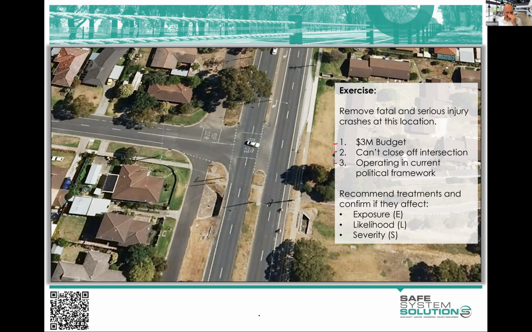Duncan's asked a wonderful question there. Is there opportunity to co-locate shared path and culvert structure, the drainage structure? So interesting one to have a think about. We'll ask you a question back on that, Duncan. Would that impact on exposure, likelihood, or severity of crashes?